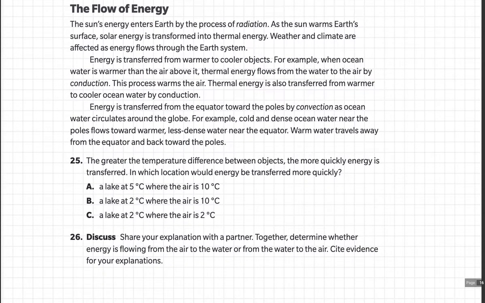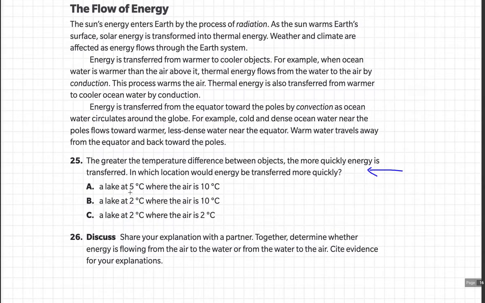Flow of energy. It's talking about how the flow of energy is affected by things. The greater the temperature difference between objects, the more quickly energy is transferred. Which location would energy be transferred more quickly? So this is saying, if you have something that's really hot and really cold, the energy transfer happens more quickly than if you have something that's just warm and lukewarm, or warm and a little cold. So what we're looking for here is the biggest temperature difference.